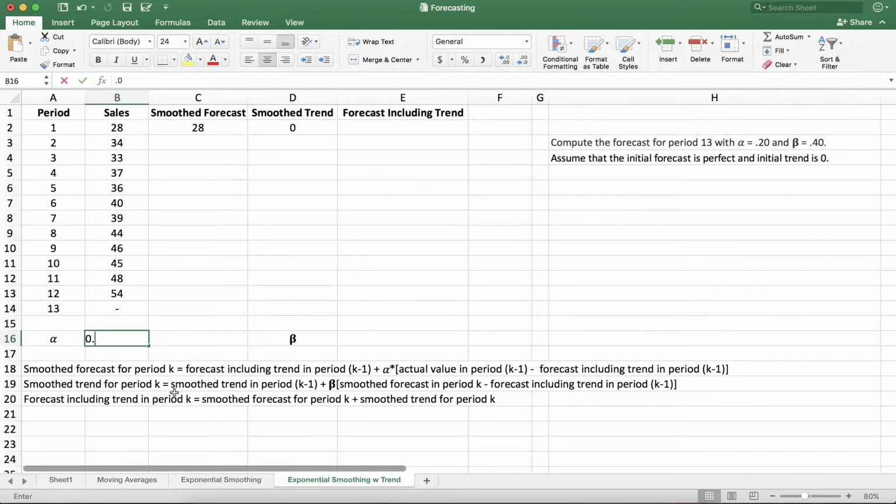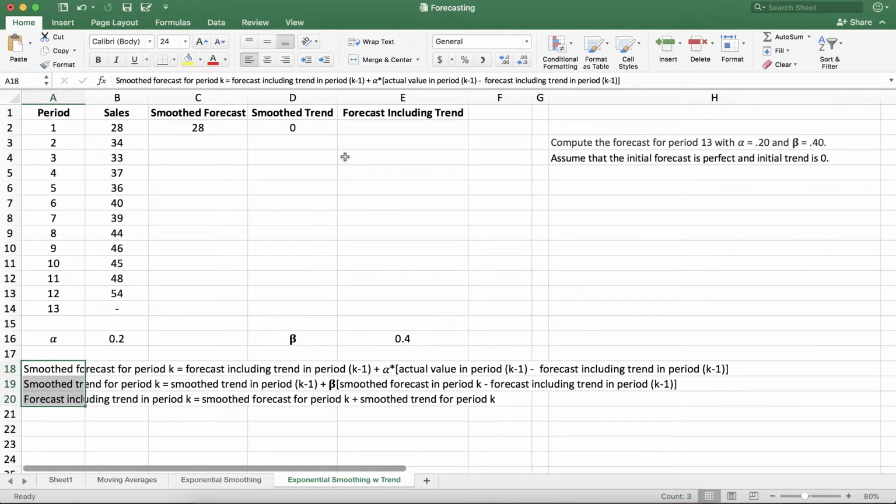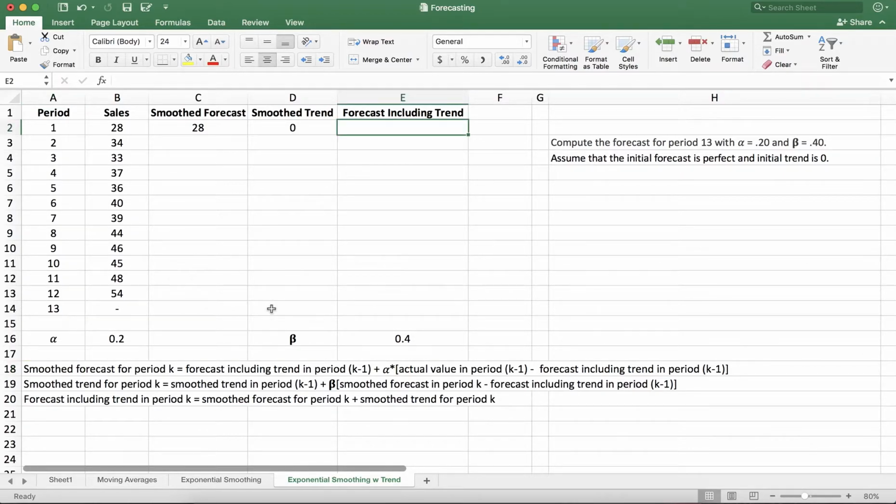So I have a template here, and I'm going to plug in those values that I will use in my calculations later on. I have these 3 different calculations here, which will be very helpful to fill out my table. The first one is to calculate the smoothed forecast for period K. The calculation is equal to the forecast including trend from the previous period plus alpha, which is the first smoothing constant, times the difference between the actual sales value in the last period and the forecast including trend in the last period.